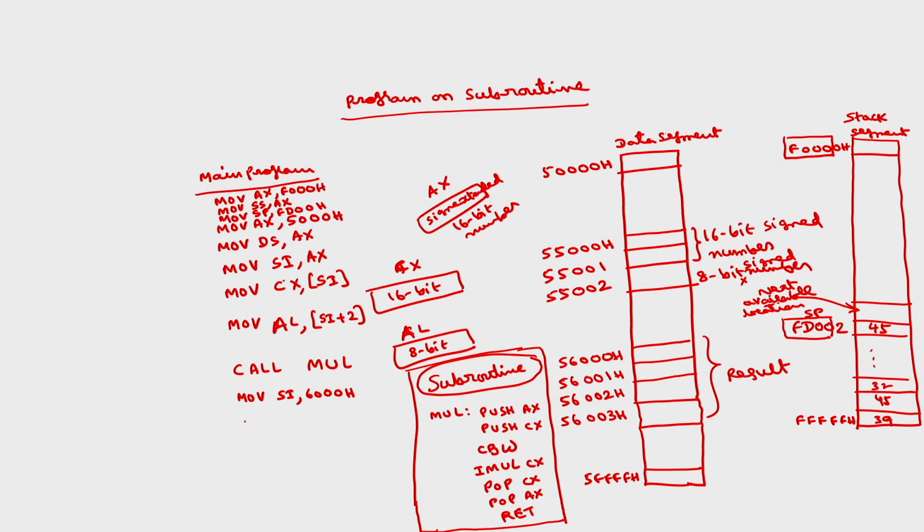So I am going to store the LSB result in 56,000. Move SI comma AX, move SI plus 2 comma DX. Halt. So this 32-bit result will be stored in these 4 locations, 56,000 to 56,003. This is about a simple multiplication of an 8-bit number by a 16-bit number, but using the subroutine concept. Okay.